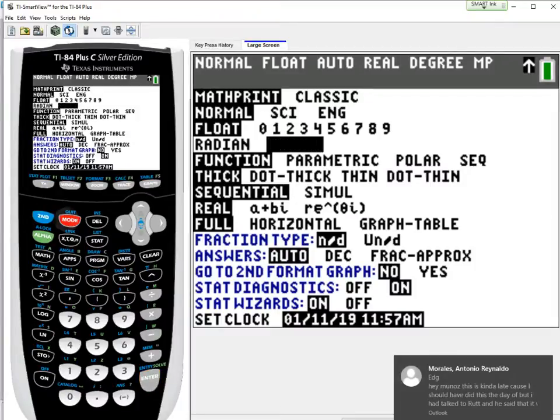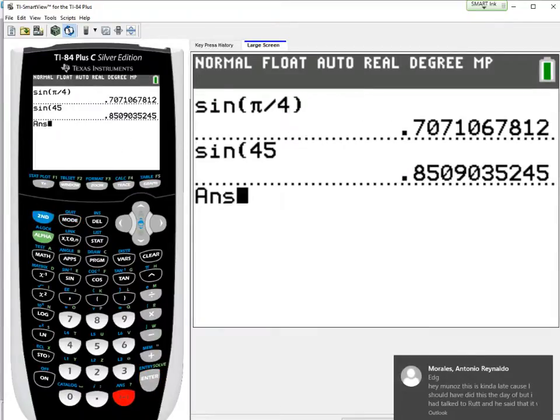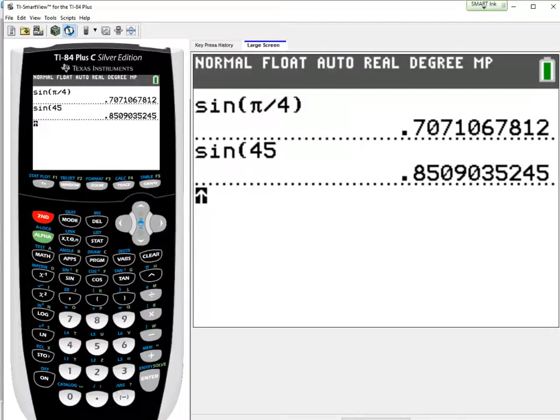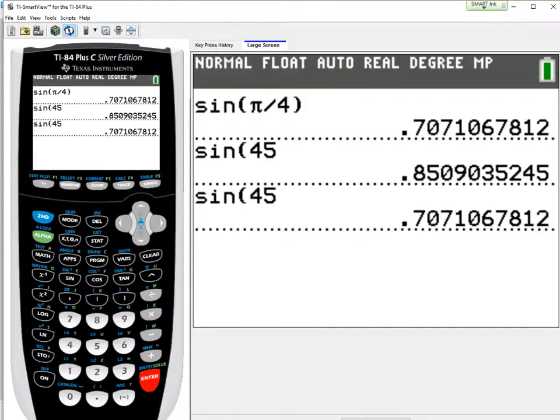Watch here. Second entry. Oops, sorry, that's not what I wanted. Second entry. So now I'm in degree mode. I'm doing sine 45. It knows that it's 45 degrees. When you're in there, you also put the degree sign. There's a degree symbol out there.